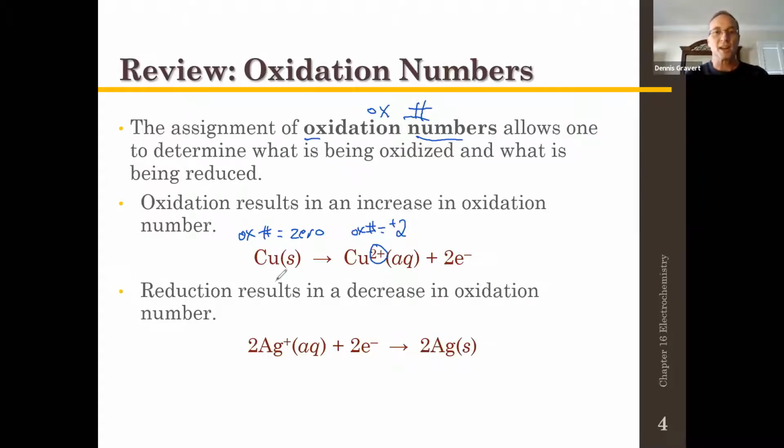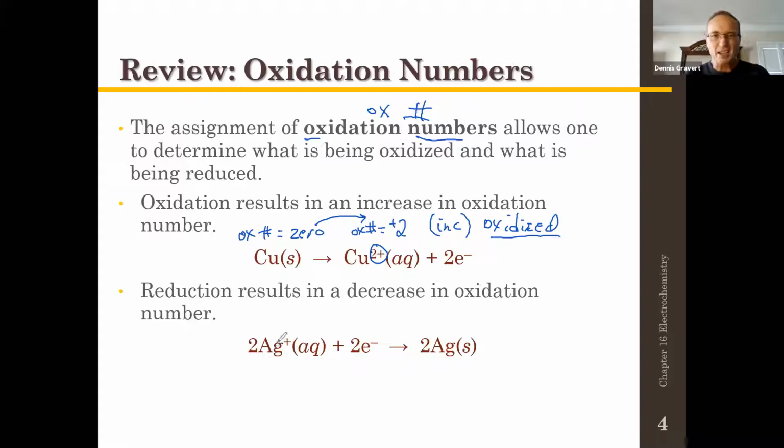Okay, so in this reaction, well, this is actually a half reaction. It's just part of the full reaction. We have copper at oxidation number 0 going to Cu2+, oxidation number +2. And what became of the oxidation number? It went from 0 to 2, and it increased. The oxidation number was increased, and that's a way to identify that the reactant, the copper in this case, was oxidized.